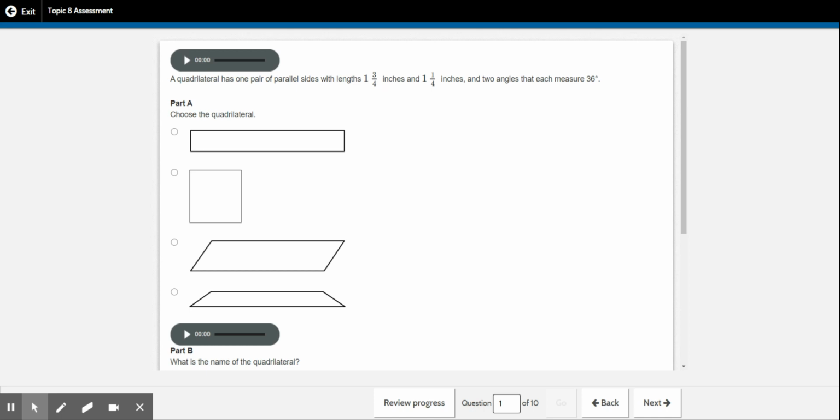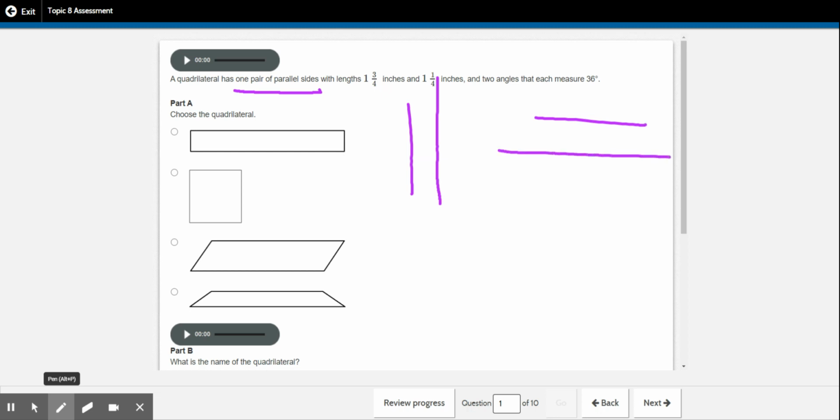So we have a quadrilateral, which means it has 4 sides, has one pair of parallel sides with lengths 1 3/4 inches and 1 1/4 inches, and 2 angles that each measure 36 degrees. So listen, don't get yourselves worked up about these fractions. Not a big deal. What we want to focus on is that it has exactly one pair of parallel sides. So again, it has one pair of sides that will never intersect.